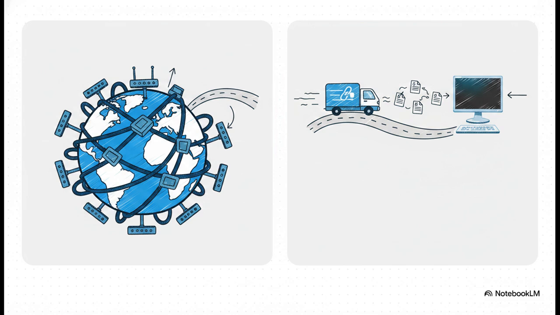The World Wide Web, on the other hand, which was invented by Tim Berners-Lee back in 1989, is just one specific service running on top of that physical internet. It's essentially a massive system of interlinked hypertext documents that you browse using Chrome or Firefox. Think of it like this: the internet is the highway system, and the World Wide Web is just a delivery service that happens to drive on those roads.